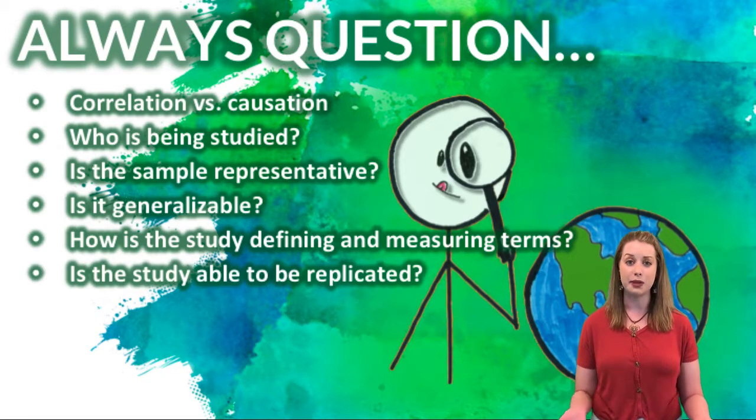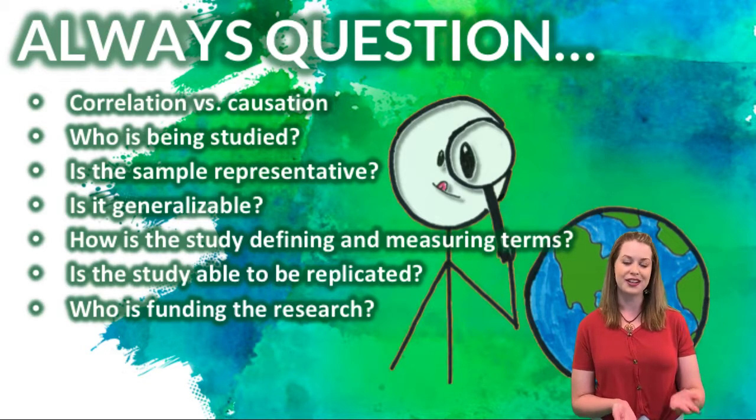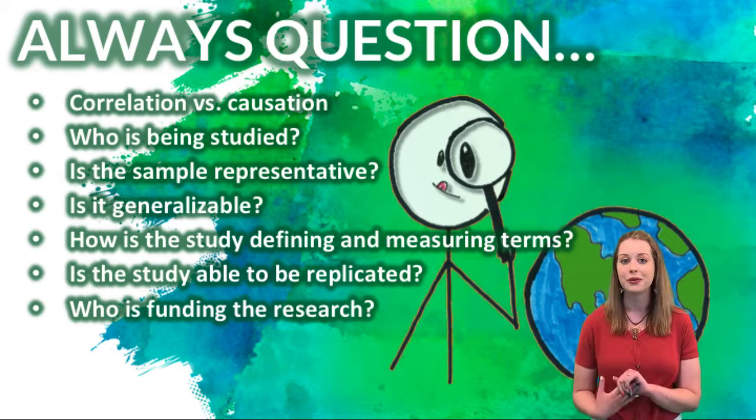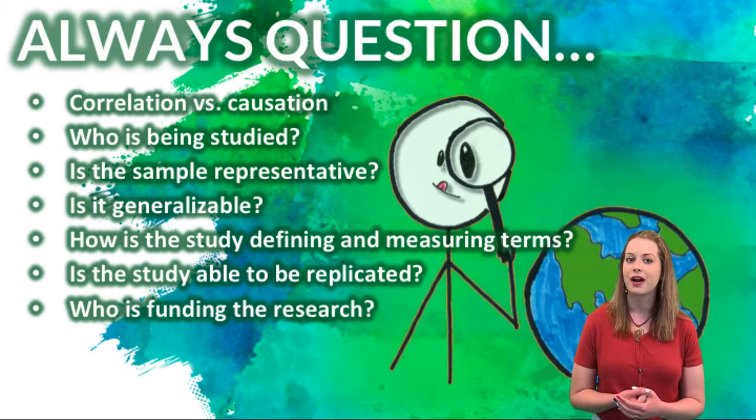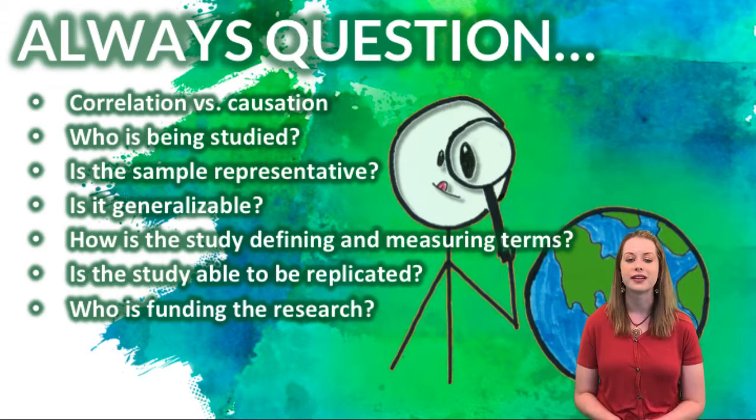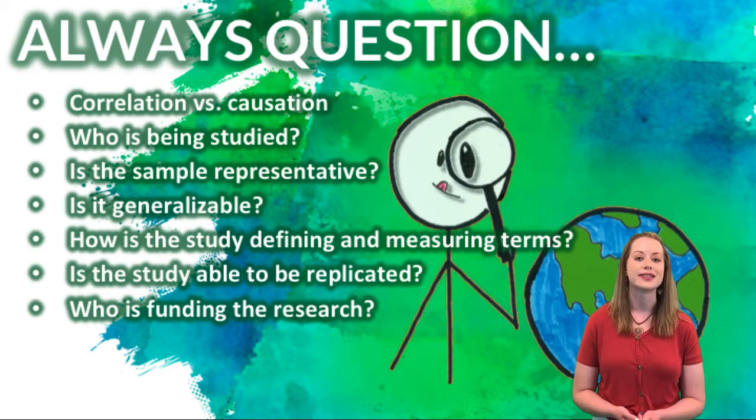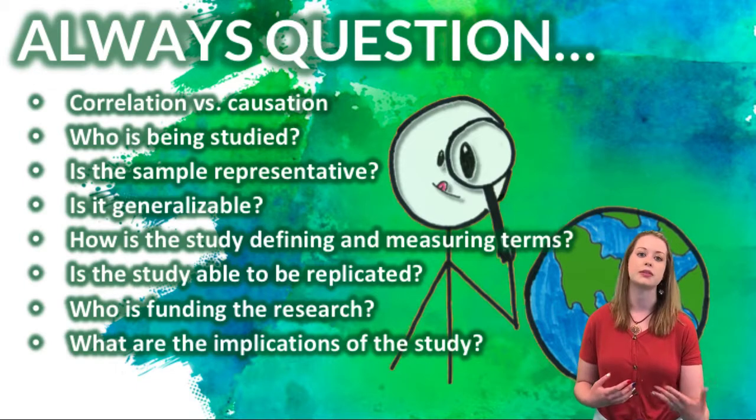Is the study able to be replicated and tested again? And this is a big one. Who is funding the research? So for example, if you read a study that says eating McDonald's hamburgers will cause your blood pressure to decrease, well, you might look at that with a more skeptical eye than if the National Institute of Health, which is a non-biased government agency, does the study. Also, what is the study's implications? What does it mean? How are we to use these results to impact behavior or policy?